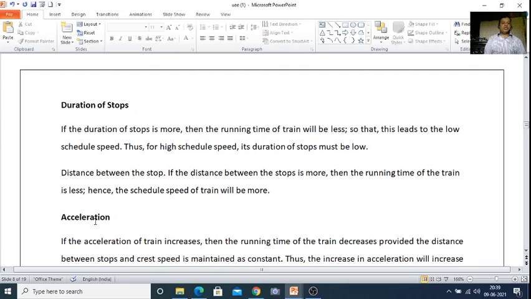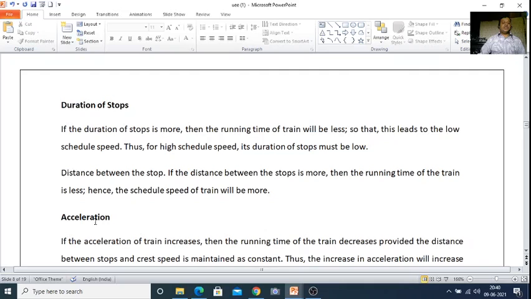Now the distance between stops. If the distance between stops is more, then the running time of the train is less. You should understand this one. Hence the schedule speed of the train will be more. So these are the differences between the crest speed, the duration of stops and the distance between stops.